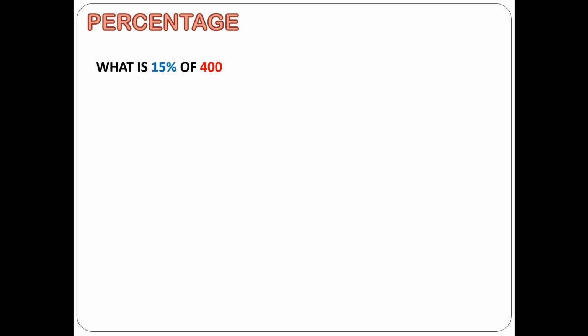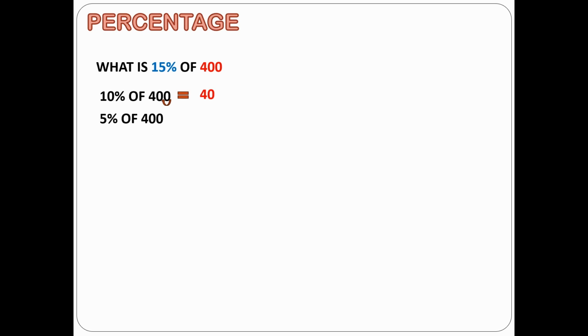Solving the question directly may be difficult, so you will start with a simple number. Let's say you start with 10% of 400. To find 10% of a number, simply move the decimal 1 unit to the left. So, 10% of 400 is equal to 40.